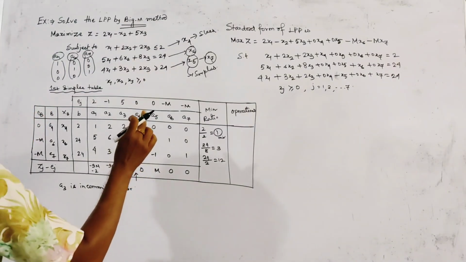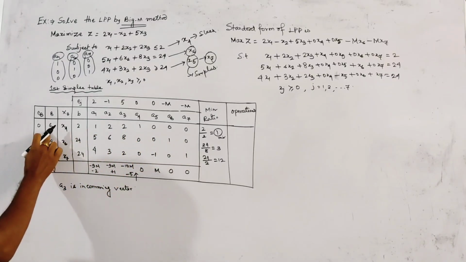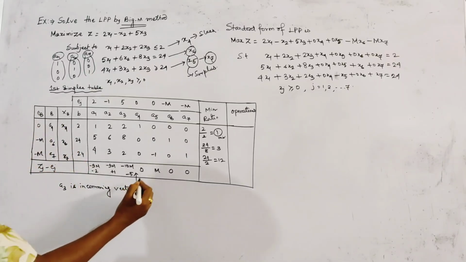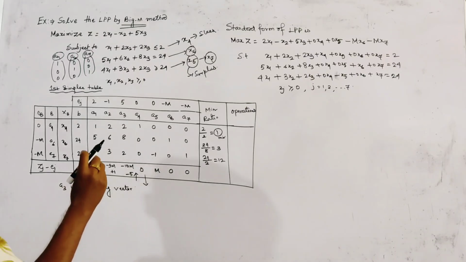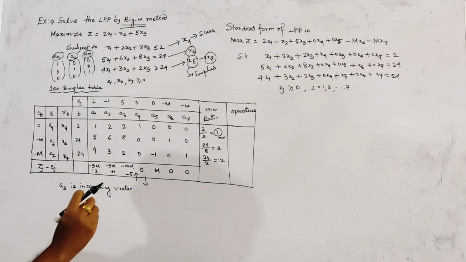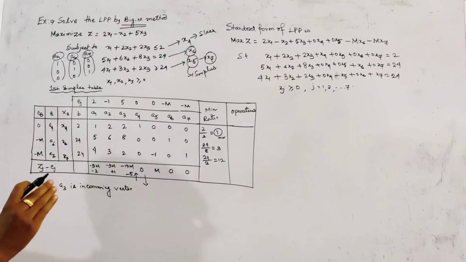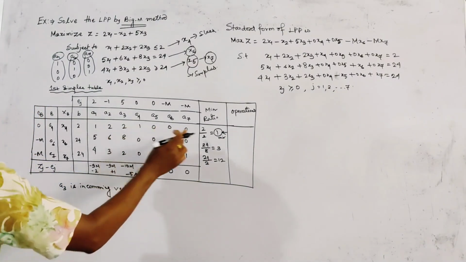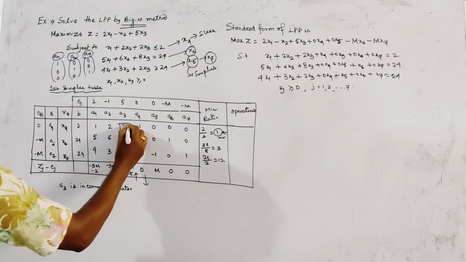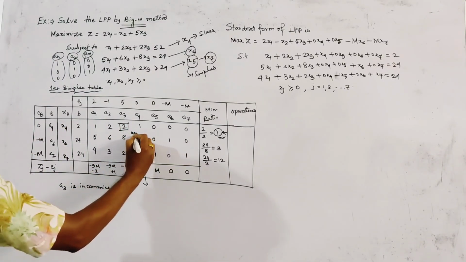Now the vector in the key row is clearly A4. This indicates that A4 is outgoing from the basis. So this is the outgoing vector. Now we have to find the key element. What is the key element? The key element is the element at the intersection of the key row and key column. Clearly this is the key row and this is the key column, so obviously this is the intersection of row and column, and this is the key element. We write here key element.